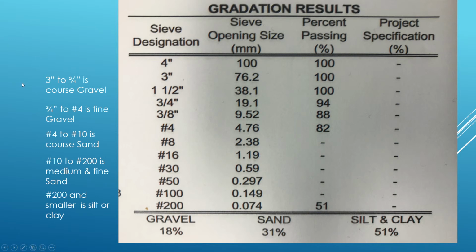If you look here, you can see that 3 inch to 3/4 inch is coarse gravel. And you can see as you look down these different sizes of sieves, like a number 10 to a number 200, is medium and fine sand. Here, number 200 and smaller again is silt or clay. So that's how a gradation works, and that's how they classify different kinds of materials.